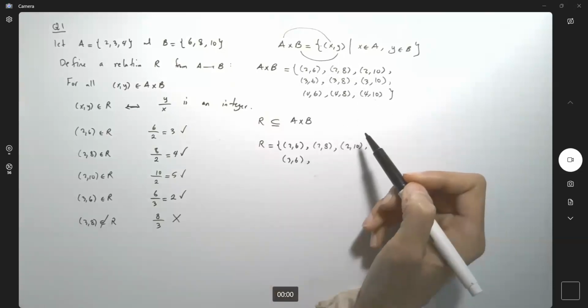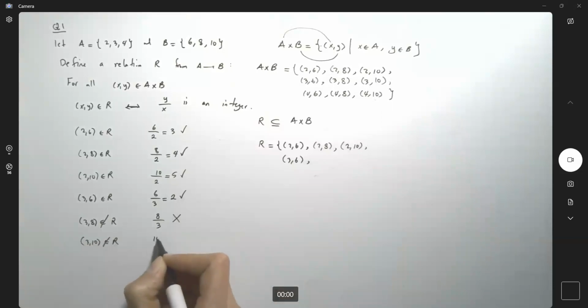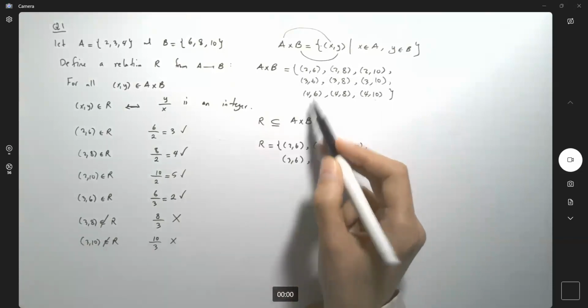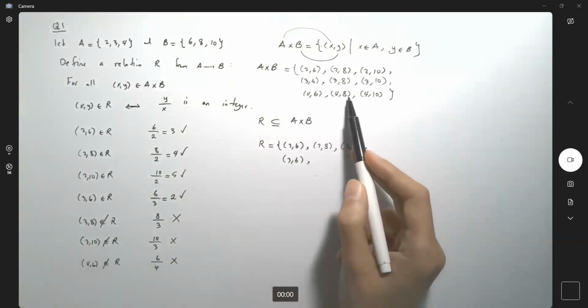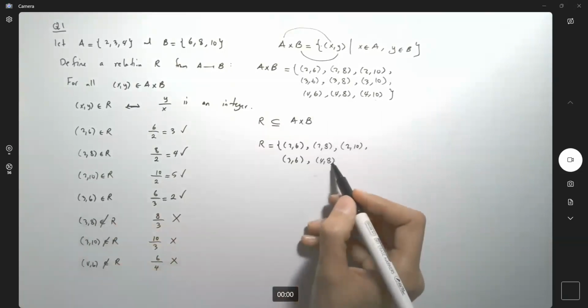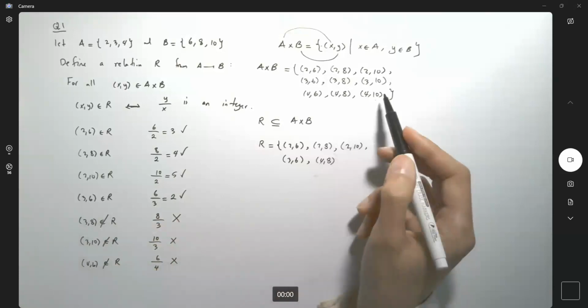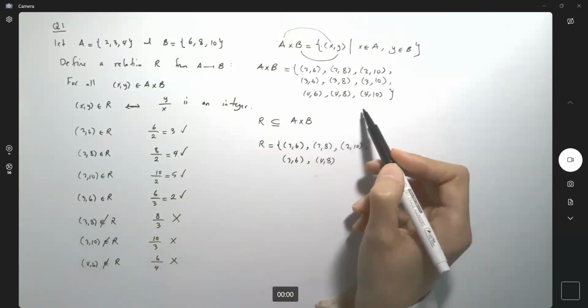What about 10 and 3? So obviously 10 and 3 is not a member of R. Again, 10 divided by 3 is not an integer. What about 4 and 6? 4 and 6 is not in this relation, since 6 divided by 4 is not an integer. 3/2 is just a fraction that cannot be simplified. What about 4 and 8? Yes, obviously with the same logic, 8 divided by 4 is 2, which is an integer. How about 4 and 10? 10 divided by 4 is not an integer.